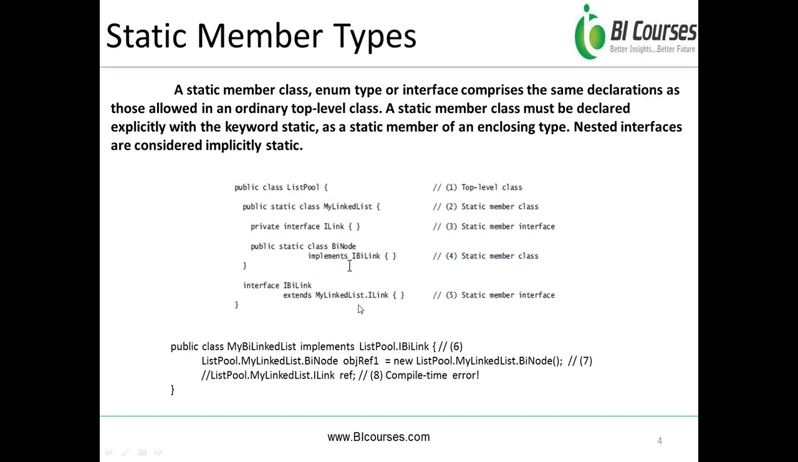And how do the objects get created? How do we need to refer to and invoke these objects? If you look here, my public class my bi link list implements list pool dot I bi link. Okay, list pool, the first top level class, dot static inner class my linked list dot bi node. So like this: class name dot second class name dot third class name, and object reference new list pool dot my linked list dot bi node.